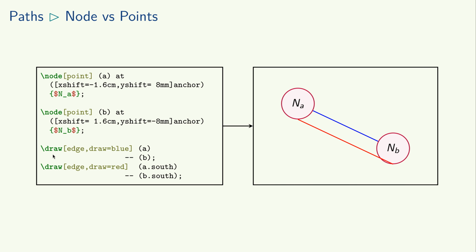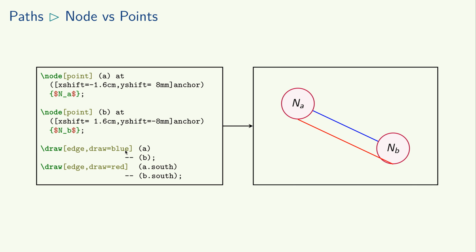Then we draw some edges. We draw one that is blue. We draw one that is red. Let's start by looking at the red one. It goes from the south anchor point of A to the south anchor point of B. So from here to here.